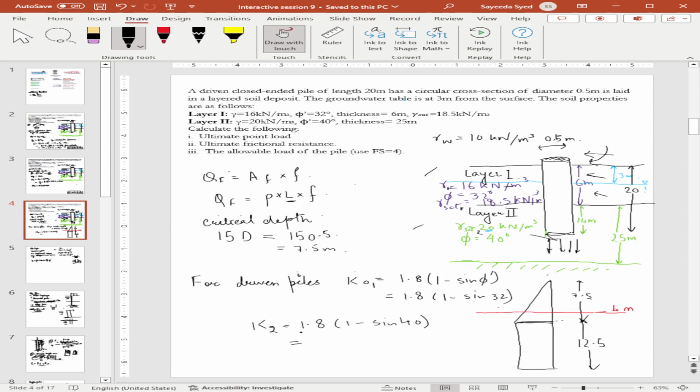Okay, so let us do one thing. Let's draw a table, because we will find the frictional resistance of each segment, the first layer, the second layer, even. And then, let's draw the overburden diagram first.